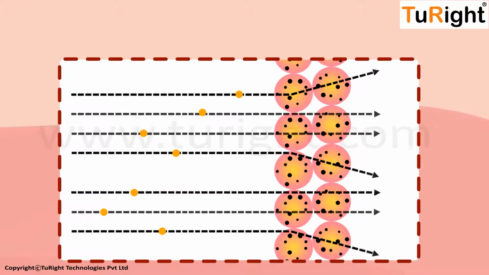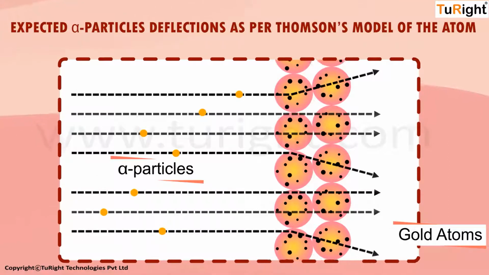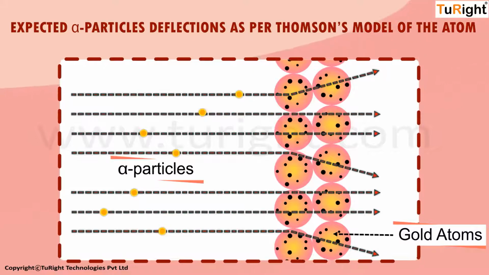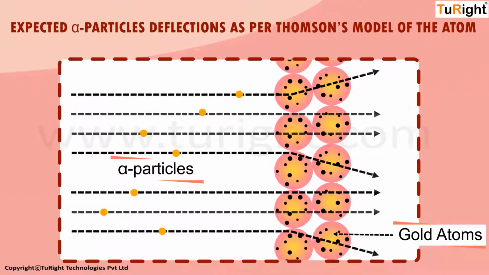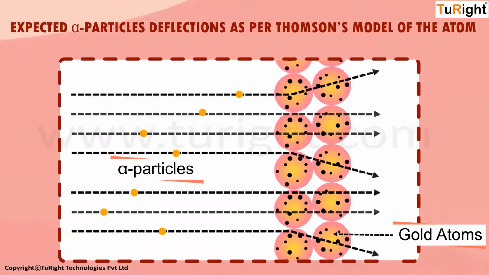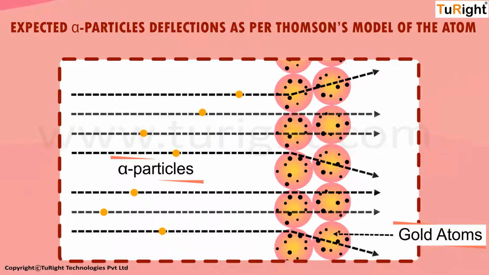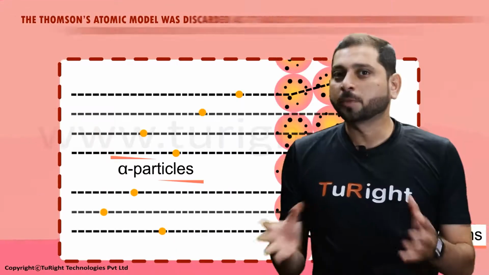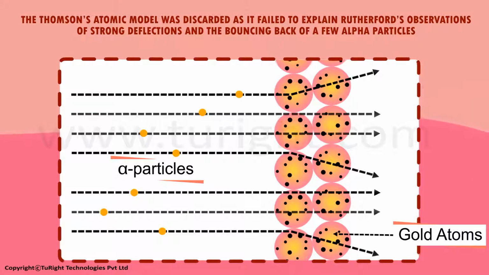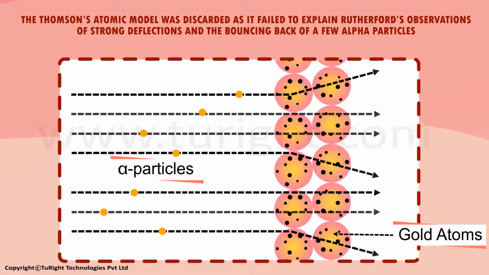These observations did not hold true to Thomson's atomic model, where it was expected that the positively charged alpha particles would pass through the weak electric field largely undeflected or slightly deflected. Thomson atomic model was discarded since it failed to explain Rutherford's observations.